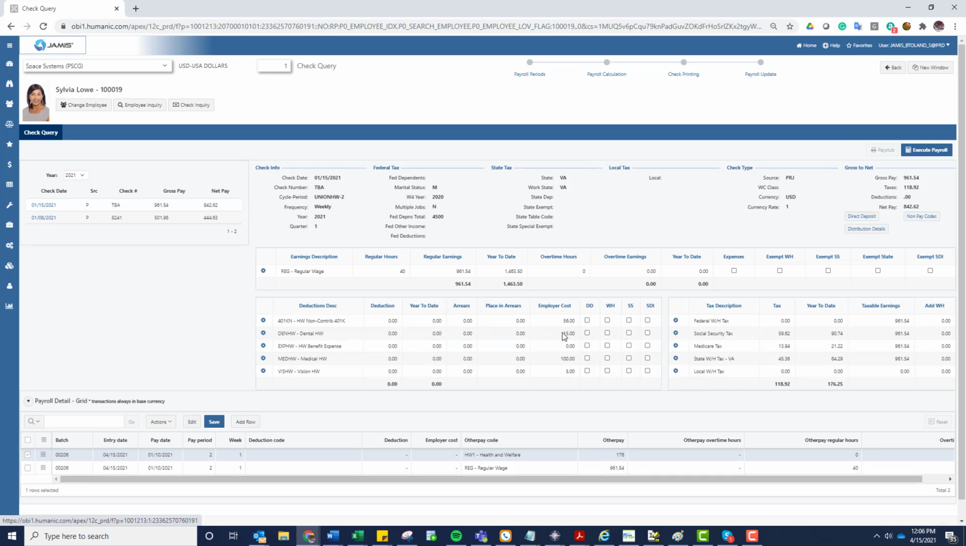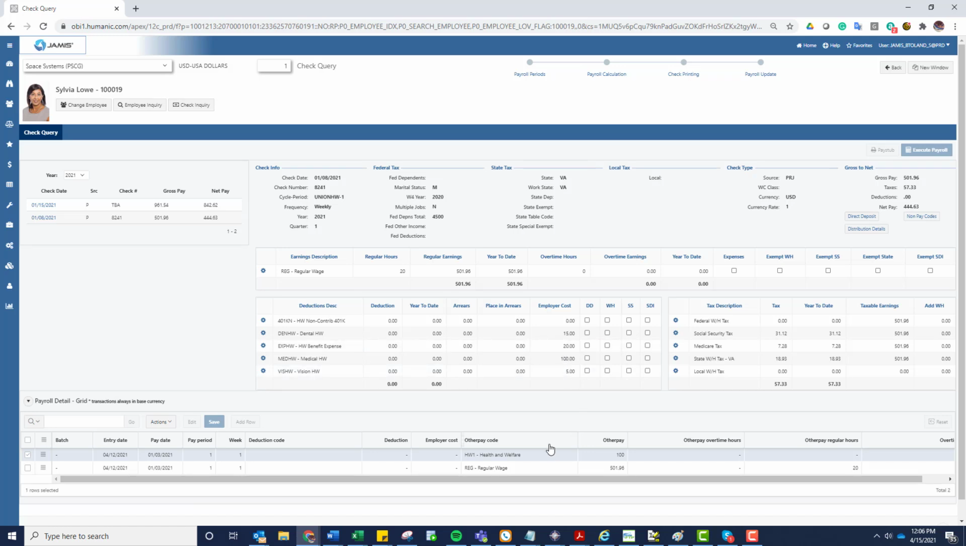So in this case, she made more money than the sum of her cost for health and welfare, so she ends up getting an additional $56 that's going to her non-contrib 401k. Now, if we look at her previous check, on this particular check, she only made $100 of health and welfare and didn't cover, she was short $20 of what she signed up for in her benefits.